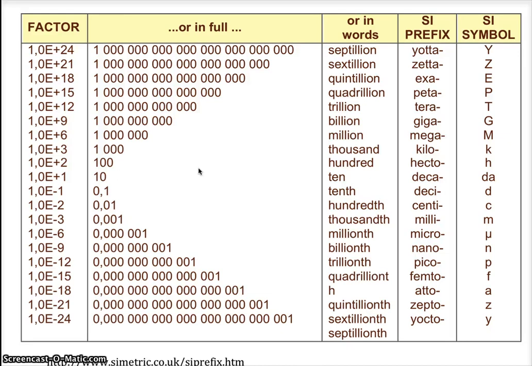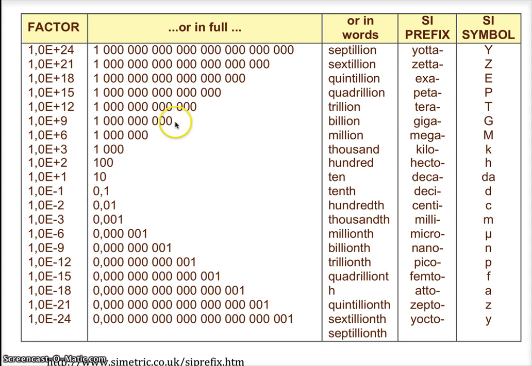So the factor is basically the exponential factor: 10 to the power of positive 9 for giga, positive 6 for mega, positive 3 for kilo, positive 2 for hecto, positive 1 for deca. And then you have, of course, where it says 10 to the 0, which has a value of 1. That is essentially the value for meters, liters, seconds, and so on, the SI base units. Then you have 10 to the negative 1, which is deci, 10 to the negative 2, which is centi, 10 to the negative 3, which is milli, 10 to the negative 6, which is micro, and 10 to the negative 9 would be nano.